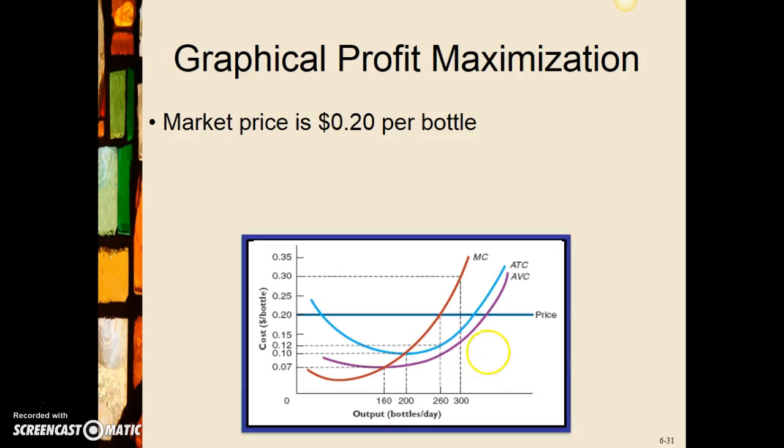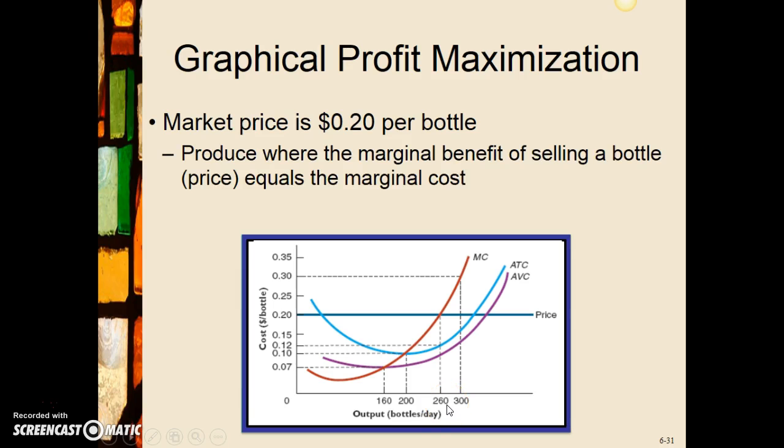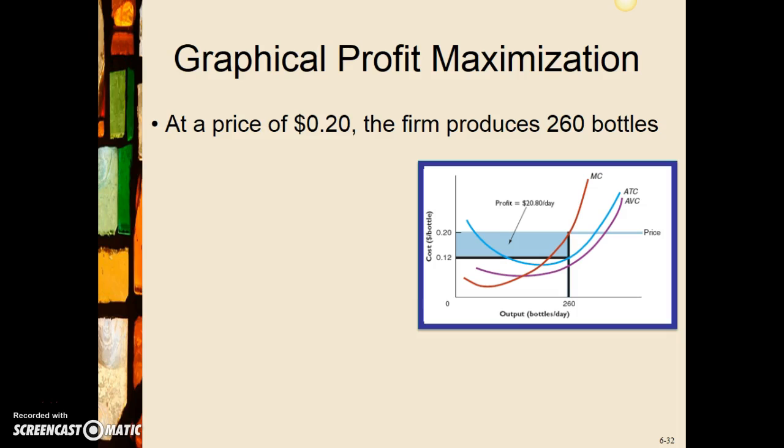So let's take this example as our starting point. The price in this example is 20 cents per bottle, and remember, these competitive firms are price takers, so they don't have any option to choose the price. They only get to choose quantity. And the quantity they're going to choose to maximize profits is right here where price meets marginal cost. So 260 bottles is going to be their profit maximizing quantity. At that level, their average total cost is 12 cents. It's really important to know that we read these graphs vertically. Once you get your quantity here, you have to track down vertically to get your average total cost and your average variable cost at this level.